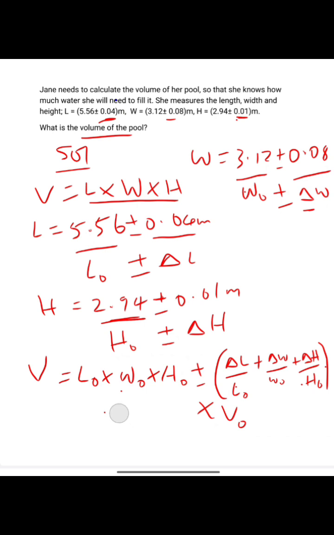Please take note of this formula. This v sub 0 is equal to L sub 0 times W sub 0 times H sub 0. So whatever I get multiplying L sub 0 by W sub 0 and H sub 0 will give me V sub 0, and I will use it to multiply the whole of this in the bracket. You've taken note of this formula, so let's proceed.